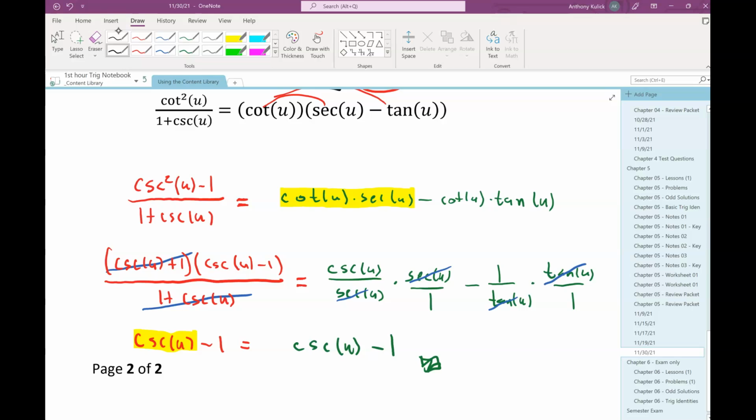If you're in the honors class, we wouldn't let you do this. We'd make you work on one side versus the other. But in this course, we're going to let you meet in the middle there. I think that was our last example here. Okay.